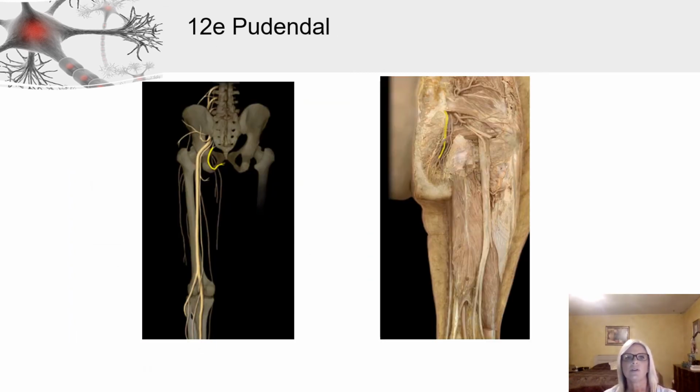The pudendal here is going to leave via the greater sciatic foramen. It comes from S2 through S4, and it is going to innervate skeletal muscle in the perineum, the external urethral sphincter, and the anal sphincter. And so you can see it has that little loop where it is going right back into those structures.